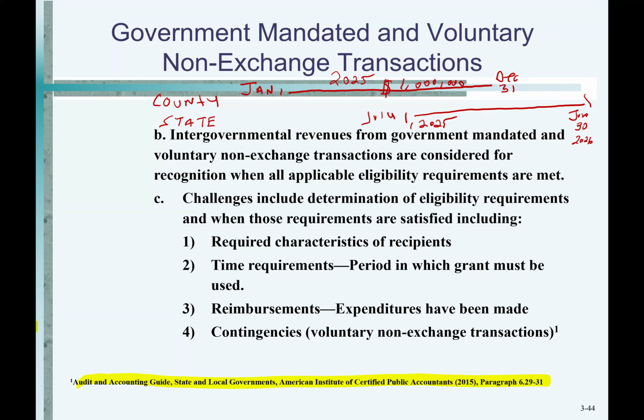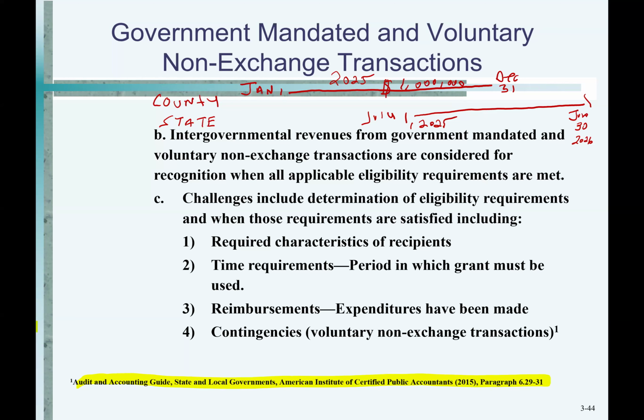Okay. So starting July 1st, 2025, they can immediately recognize the 1 million as revenue, because they need eligibility and time. Yes, because eligibility is really not an issue when they're telling you to do something and they're giving you the money to do it.